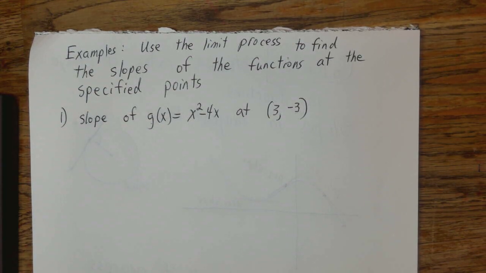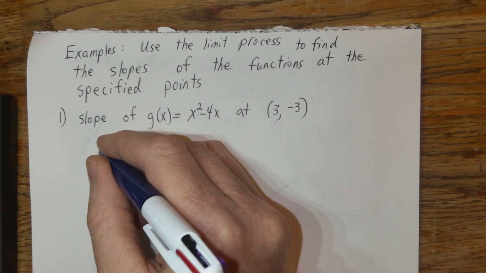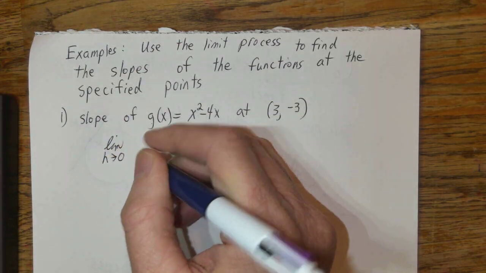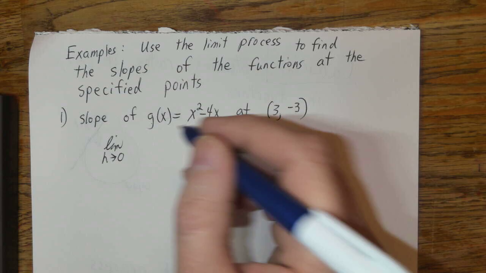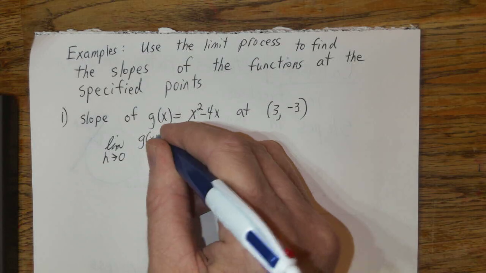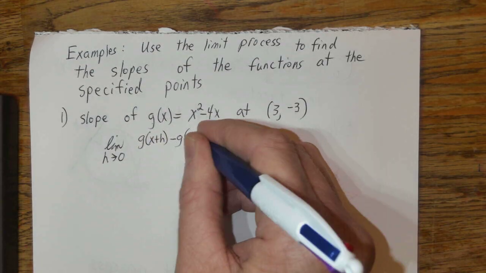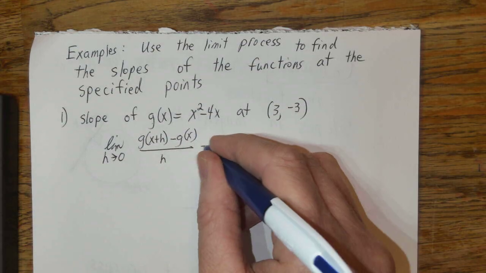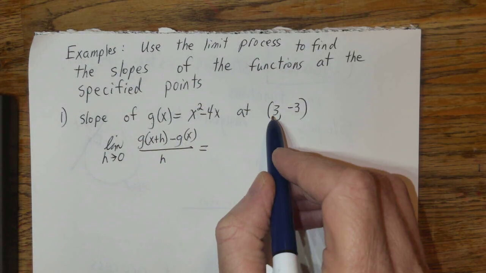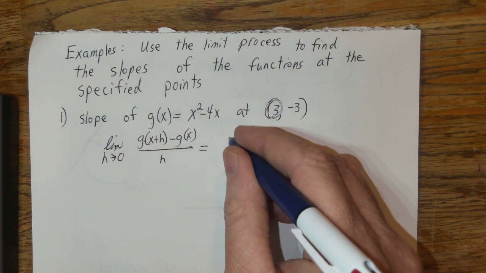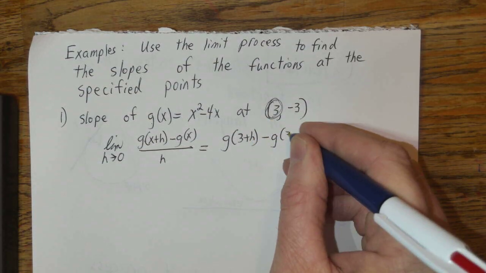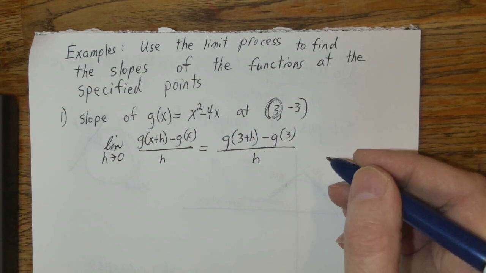Alright, so the first thing we'll do is write out that we're going to go to the limit as h approaches 0 of g of x plus h minus g of x over h. Well, in this case, x is going to be 3. So we're talking about when x is 3. So g of 3 plus h minus g of 3 over h.